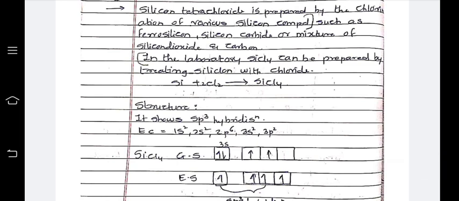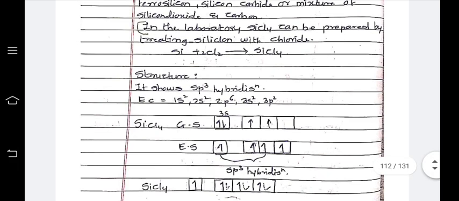In the laboratory, SiCl4 can be prepared by reacting silicon with chlorine. Example is here: silicon reacts with 2 molecules of chlorine, 2Cl2, and gives SiCl4 as the targeted molecule.